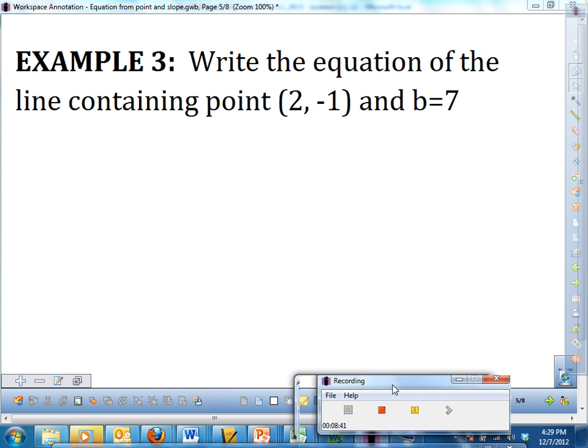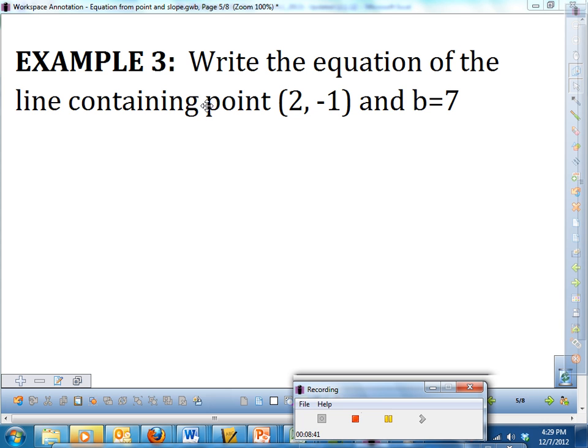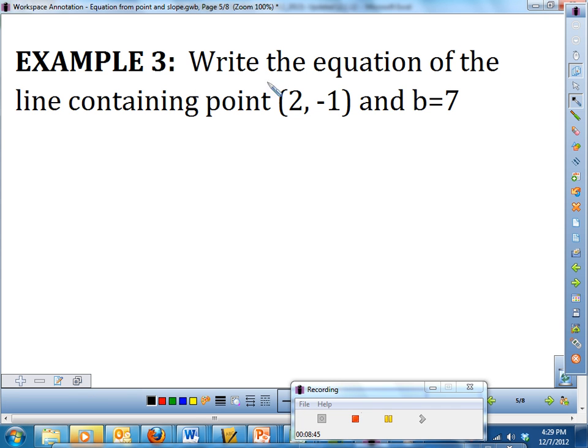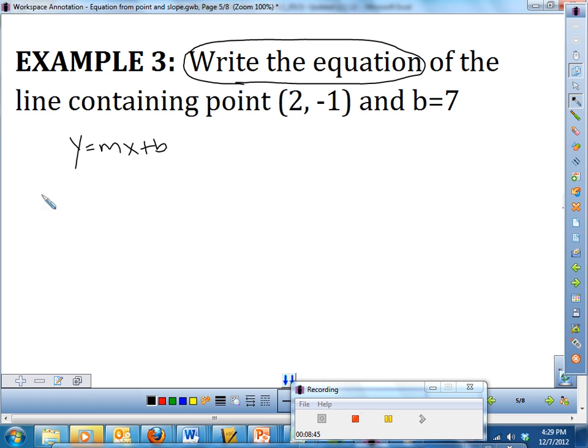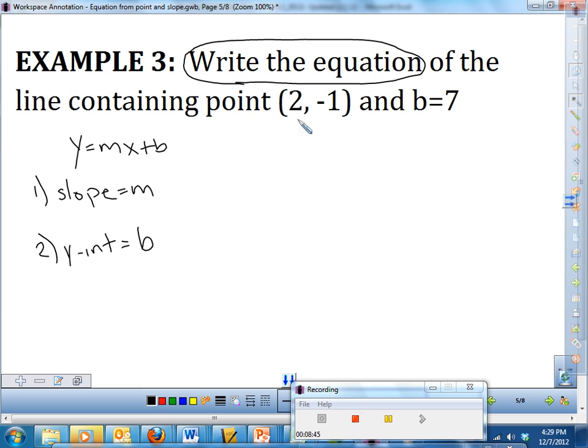Alright, let's do a couple more examples. Here's example number 3. Now again, I'm going to look, okay, what am I given? Well, it wants me to write an equation of the line, and I know that's going to look like y equals mx plus b. I know that number 1, I need the slope, which is m. I know that number 2, I need the y-intercept, which is b. I'm given a point, which I know is x and y. I'm also given this time b, so this one's a little bit different. Instead of given m, I'm given b.